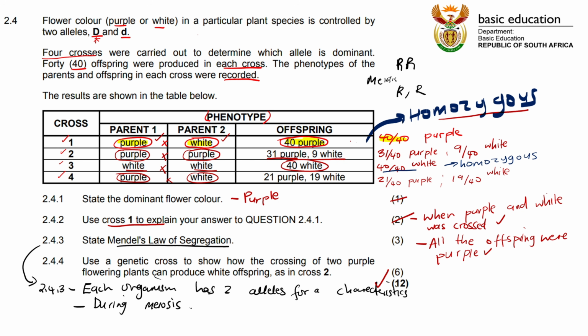The alleles separate. And then why are they separating? It is such that we will have a gamete that has got its own allele.